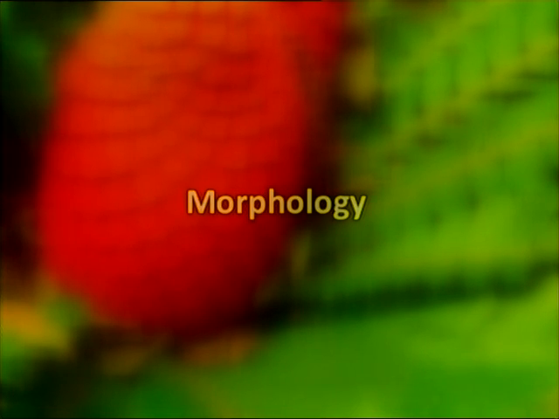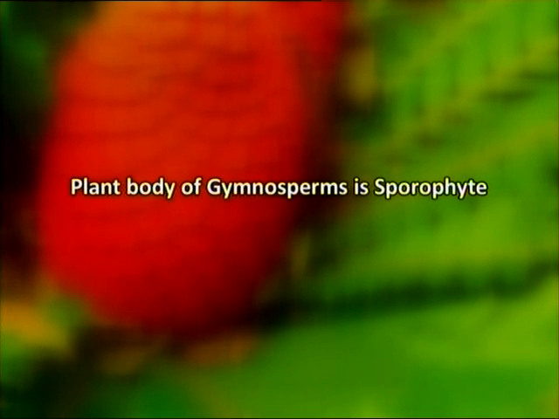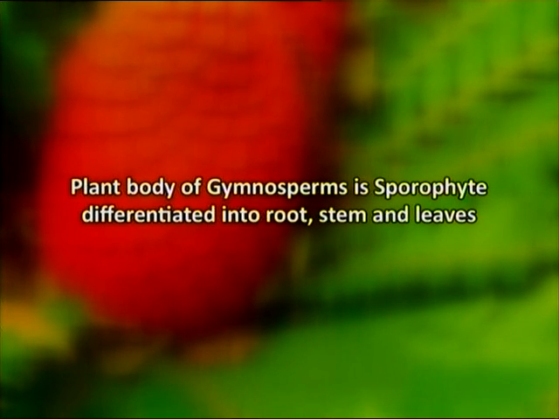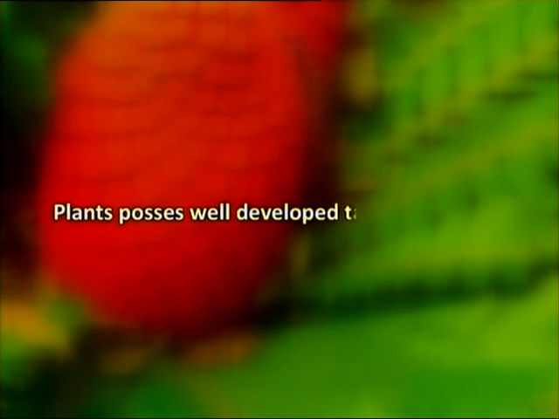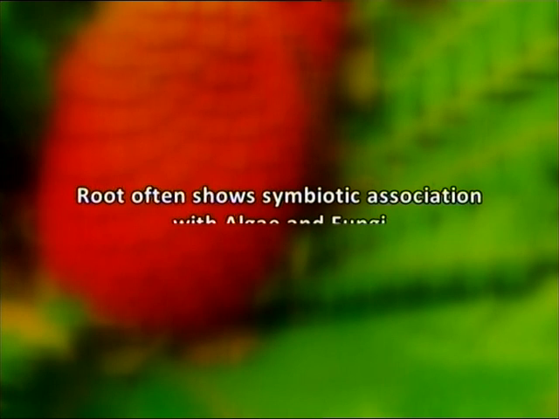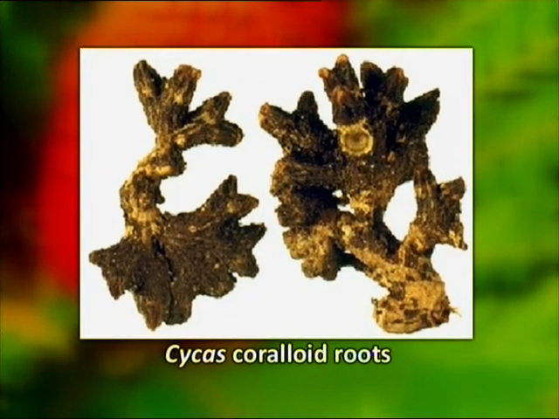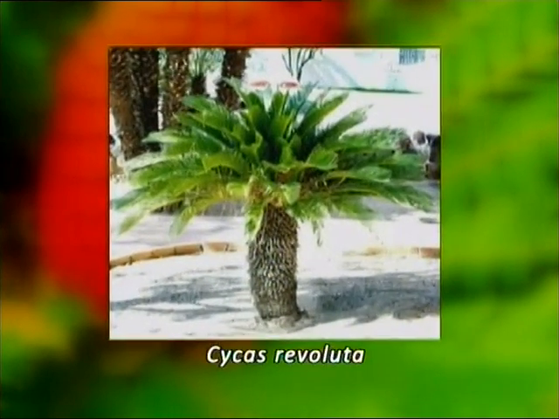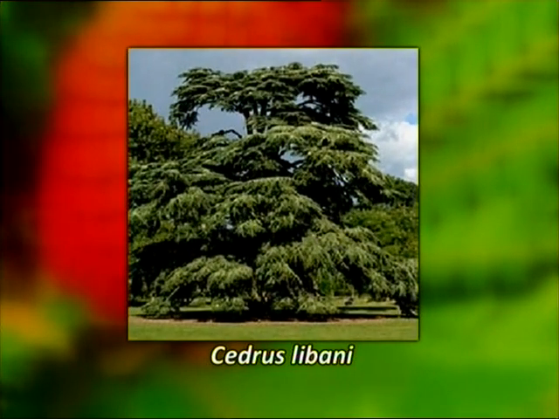External morphology. The plant body of gymnosperm is sporophyte and is differentiated into root, stem and leaves. Plants possess well developed taproot system. Root often shows symbiotic association with algae or with fungi. In Cycas, coralloid roots are present in addition to normal roots. The stem is aerial, erect, woody, unbranched as in Cycas or branched as in Citrus.